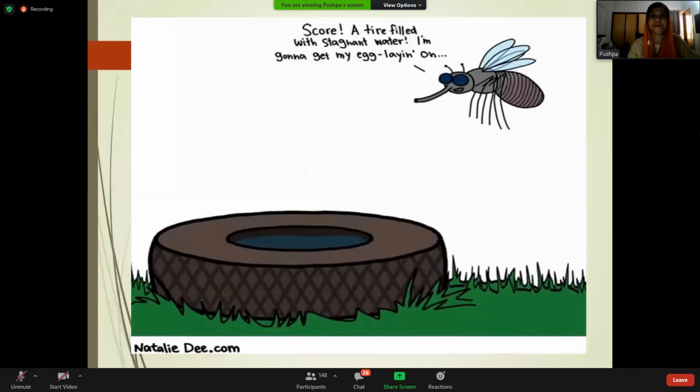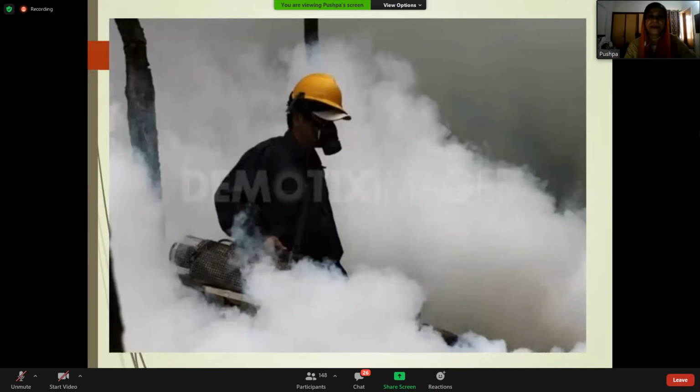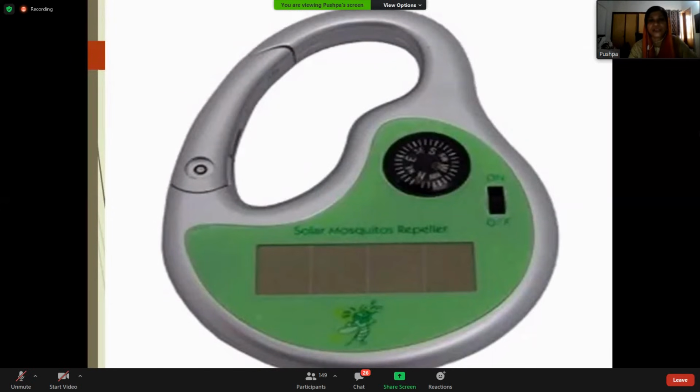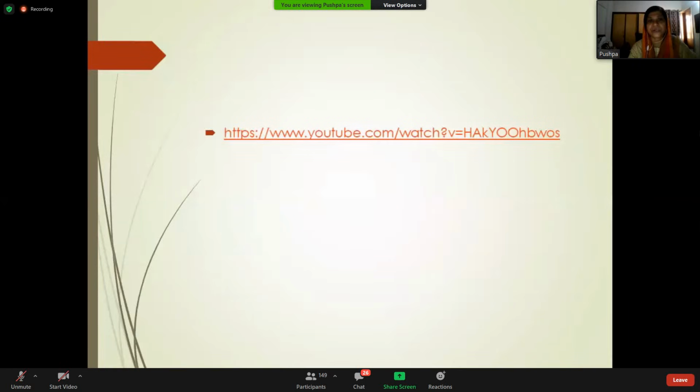A tire filled with stagnant water is the best place for the Aedes mosquito, and it can propagate there. So the government can also decrease their breeding sites, and in the last, if they breed, you will bleed. So we have to stop their breeding. Then there are solar mosquito repellents also available that can be used.